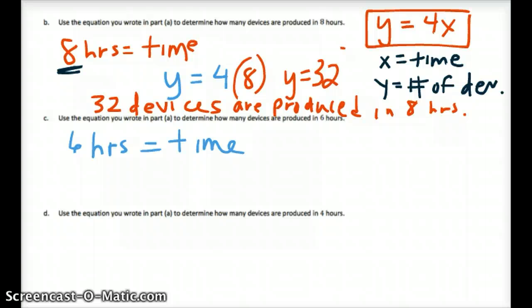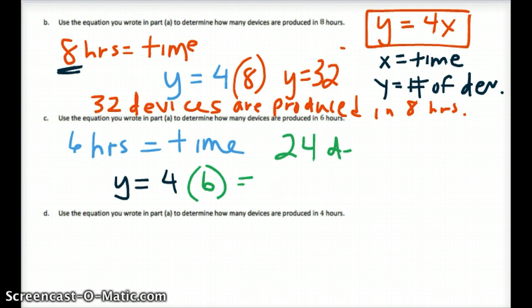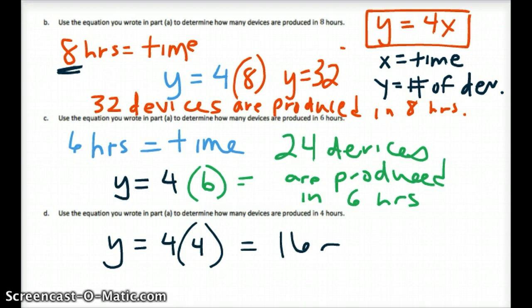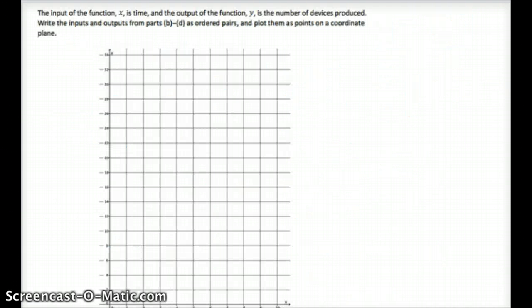Letter C, use the equation you wrote in part A to determine how many devices are produced in 6 hours. So same thing, y equals 4 times 6 now. So 24 devices are produced in 6 hours. Letter D, use the equation you wrote in part A to determine how many devices are produced in 4 hours. So y equals 4 times 4, 16 devices in 4 hours.